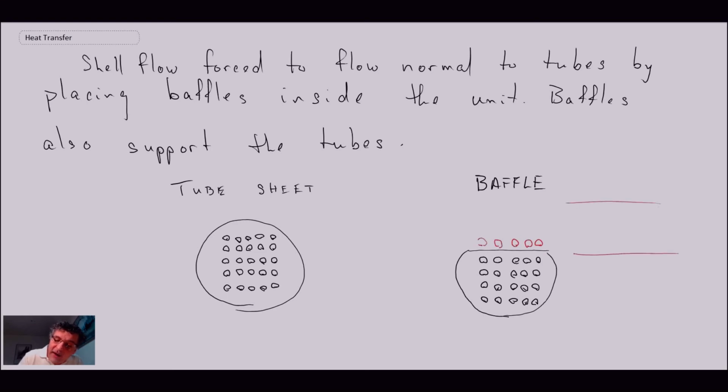So if we look back at the shell and tube, you have this, and then you have this, and you have this. So the fluid is going around like that. And that's why you don't want the baffle plate to go all the way throughout the entire cross section of your shell. So that is the shell and tube heat exchanger.